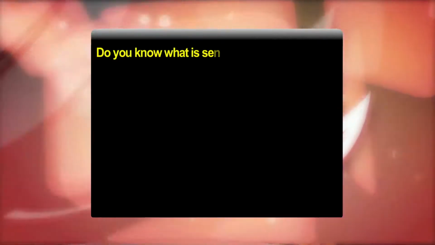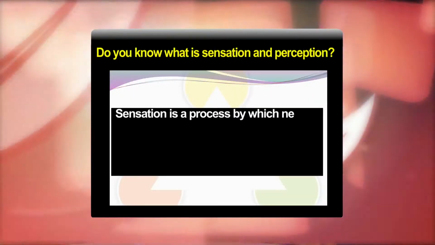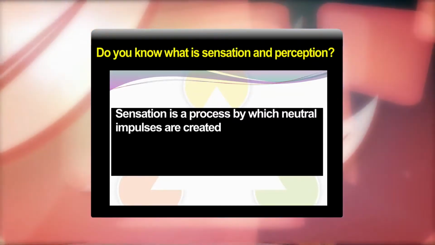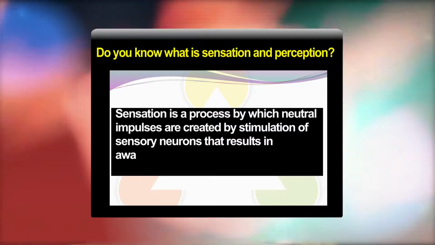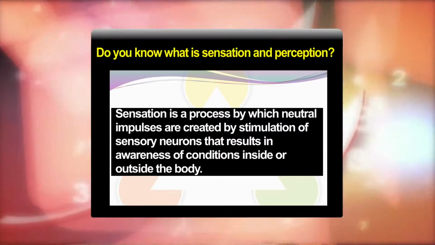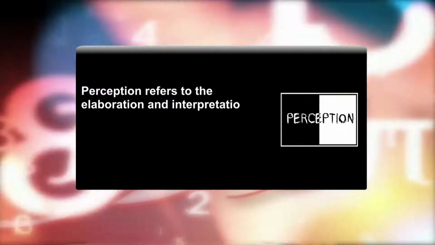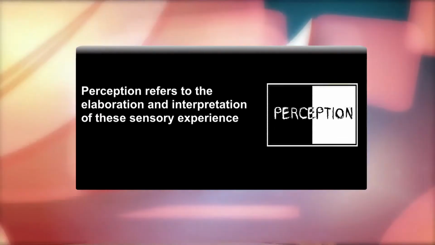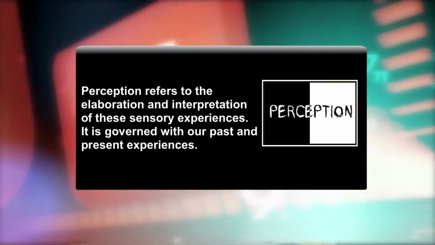Do you know what is sensation and perception? Sensation is a process by which neural impulses are created by stimulation of sensory neurons that results in awareness of conditions inside or outside the body. Perception refers to the elaboration and interpretation of these sensory experiences. It is governed by our past and present experiences.